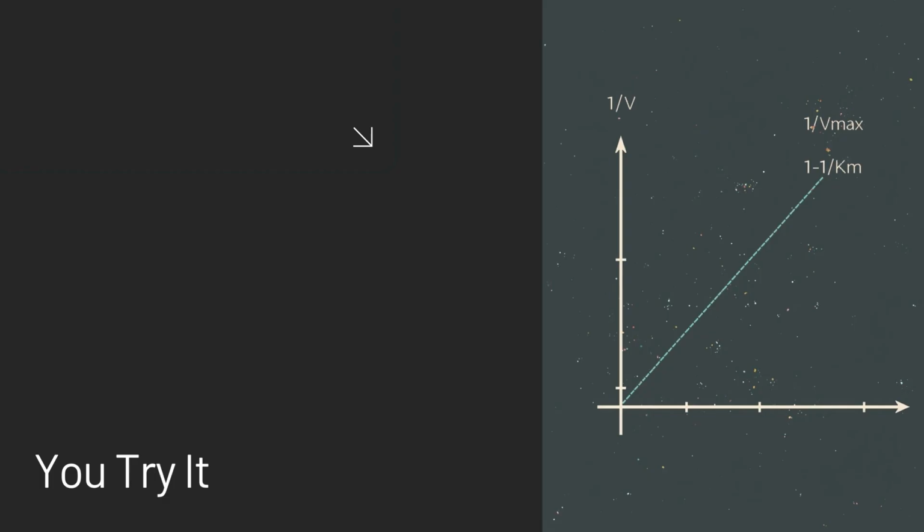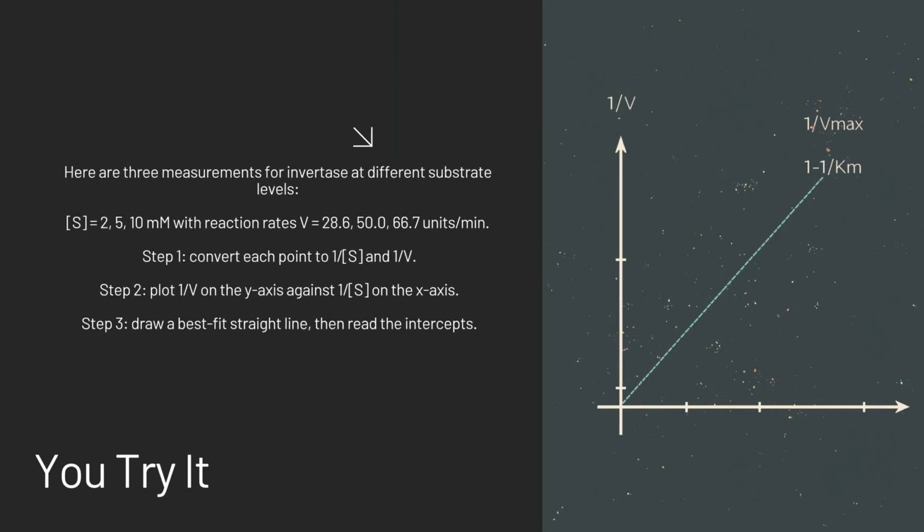Okay, your turn. On this slide we'll build a Lineweaver Burk plot from a tiny dataset and read Vmax and Km ourselves. Here are three measurements for invertase at different substrate levels, S equals 2, 5, 10 mM with reaction rates V equals 28.6, 50.0, 66.7 units per minute.